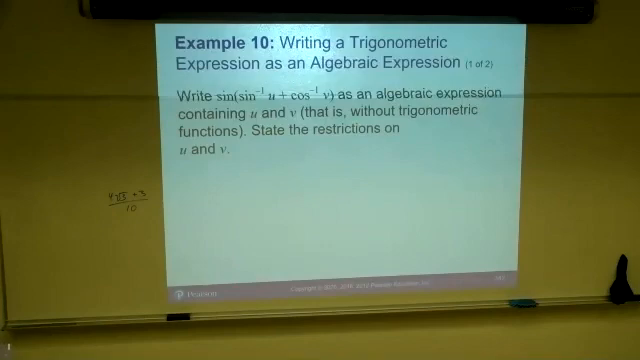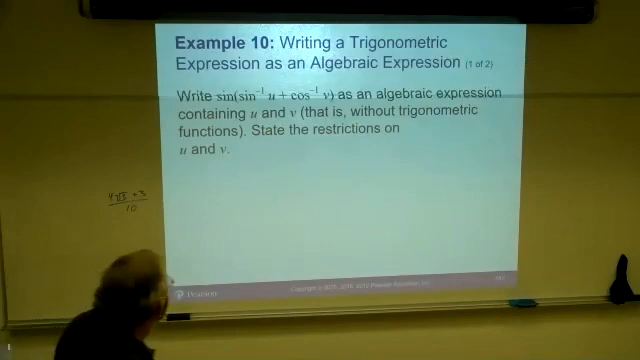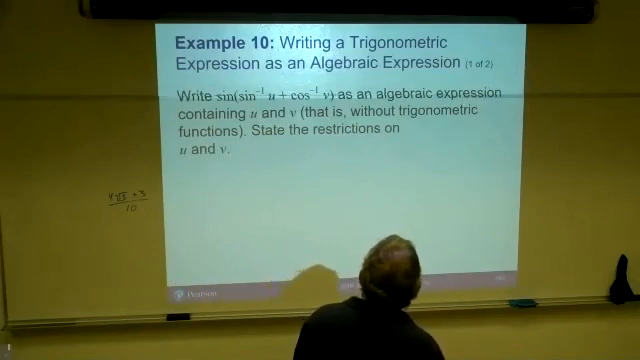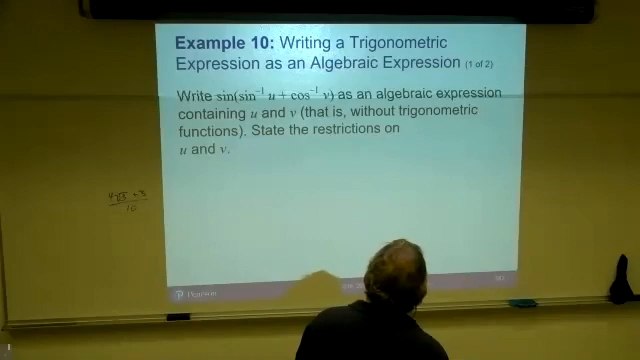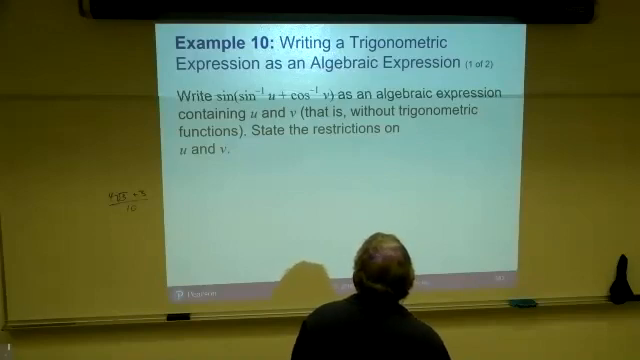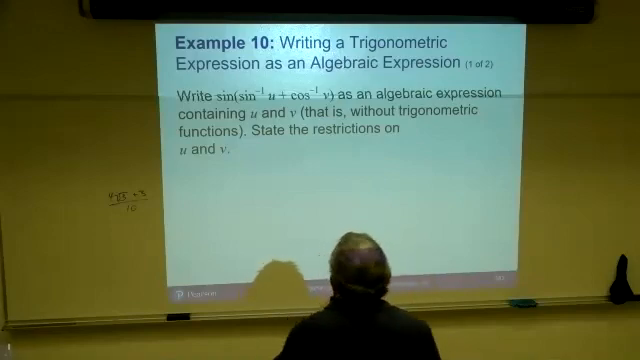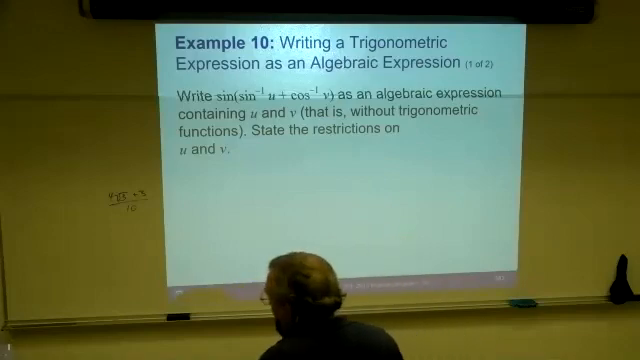Okay. So we're going to write sine inverse u plus cosine inverse v as an algebraic expression containing u and v, that is without the trigonometric functions, and stating the restrictions on u and v.